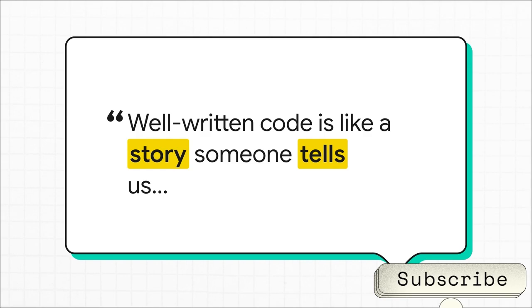It should be a clear story that explains what it's doing just by reading it. When another developer, or let's be honest, you in 6 months, looks at it, they should get it instantly. And the number one way to achieve that? It all starts with the name.